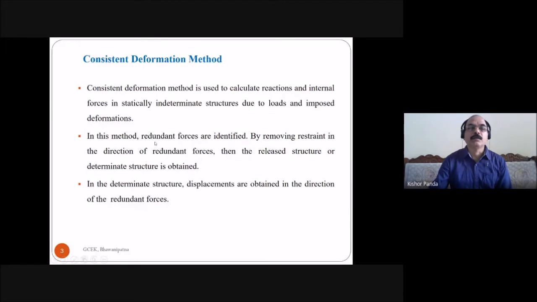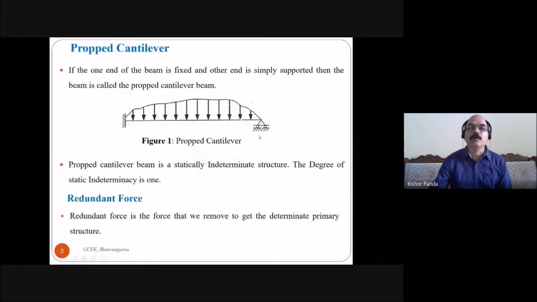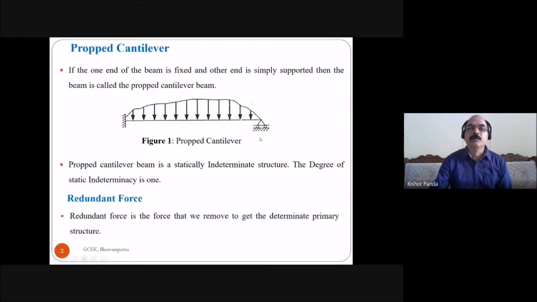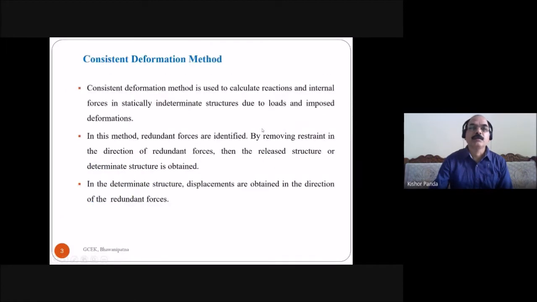In this method, the redundant forces are identified first by removing the restraint in the direction of the redundant force. Then the released structure or determinate structure is obtained. So you have to choose the redundant force. Here, if you choose this as the redundant force, then by removing the restraint against the vertical deflection, in the direction of the redundant force, you will get the released structure or determinate structure.